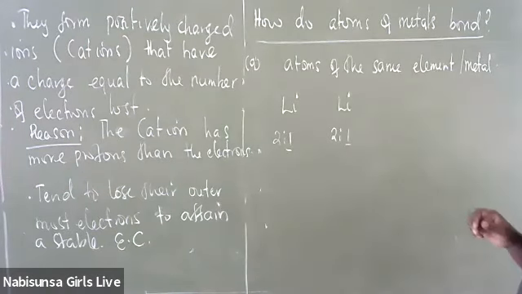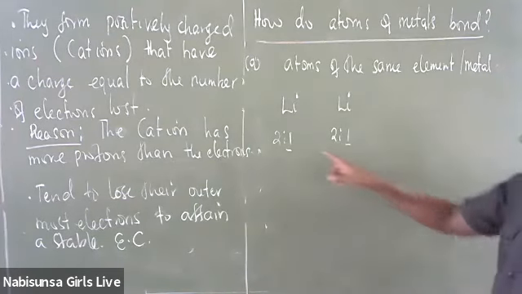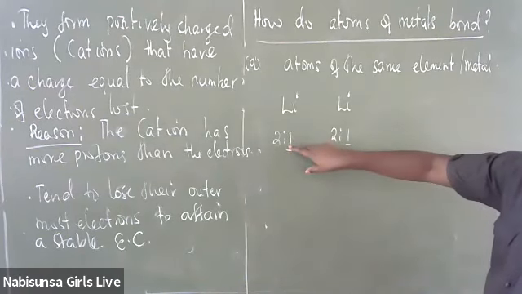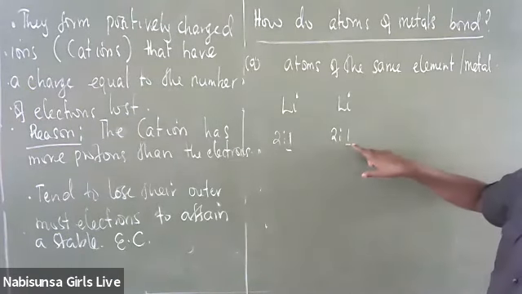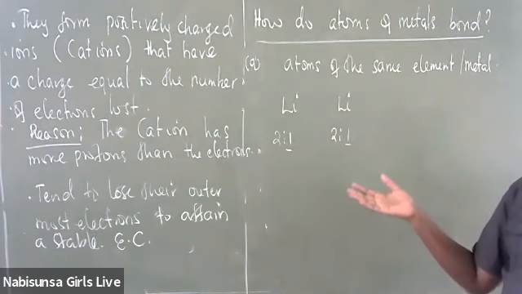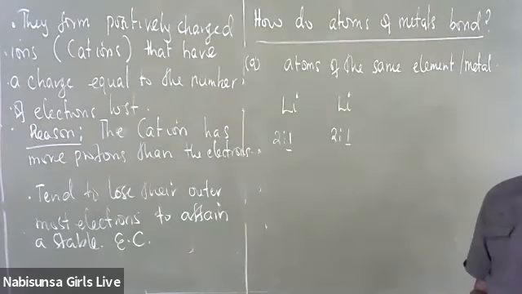How do they gain stability? Since they cannot find any person to accept this extra electron, because look at this. When this one gives away the 1 and also this one gives away the 1, what is going to happen? Is there any person ready to accept? They won't transfer. They become an ion. Look at this.